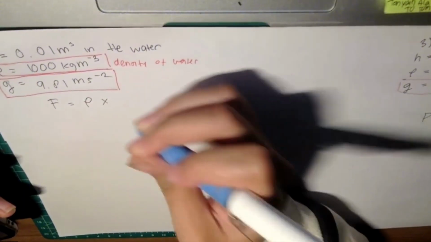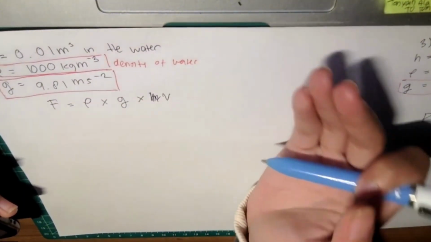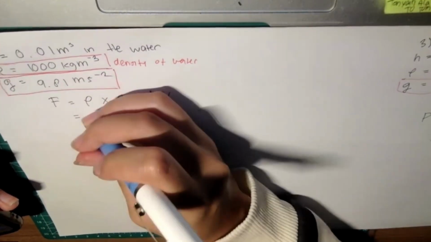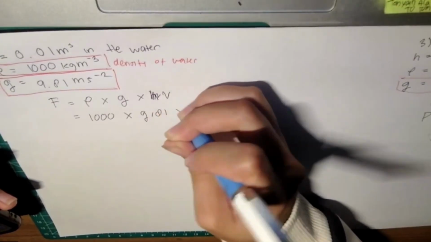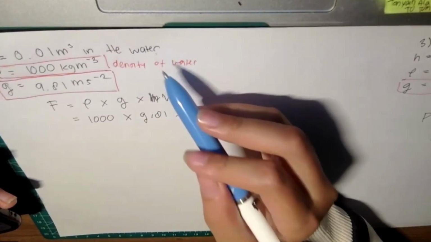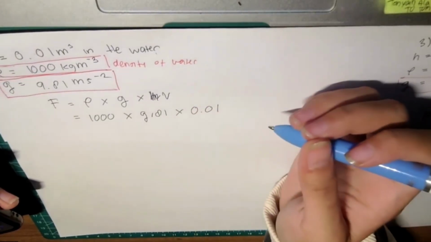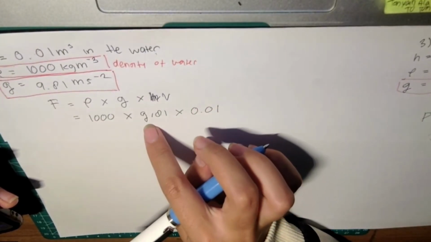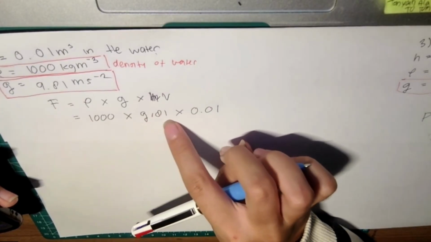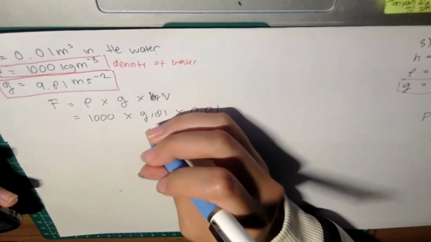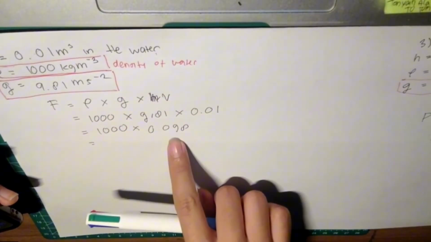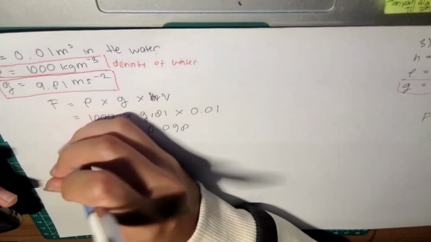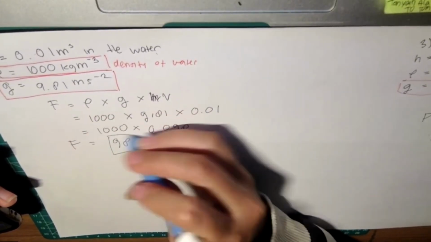F equals rho, density, times g, gravity, times volume. So we have here 1,000, the density of water, times the gravity of the Earth, 9.81, times the volume, which is the one that's given in the question, 0.01. And this 9.81 times 0.01 will be 0.098, times 1,000. That means the F will be 98 newtons. And that will be the answer.